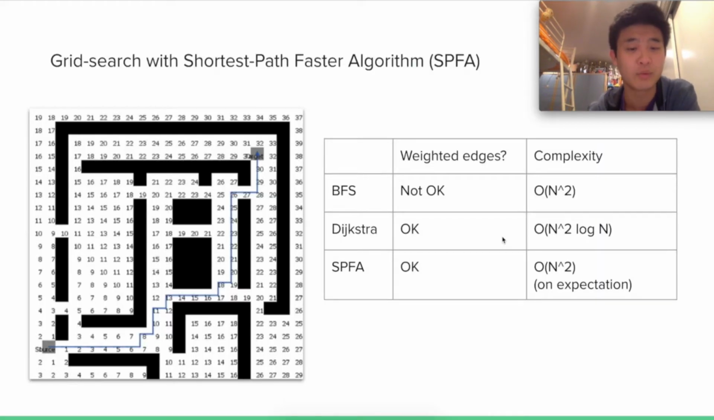Now we're left with the problem of finding the shortest path between 2 points in a grid. Breadth first search is a fast option, but we can't handle edge weights with it, which will come in handy later. We actually used the less popular but useful shortest path faster algorithm with expected complexity of n squared.